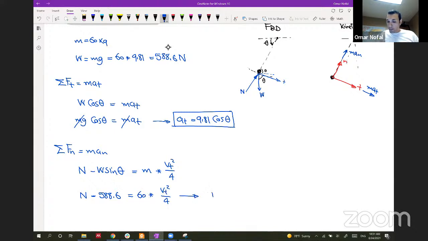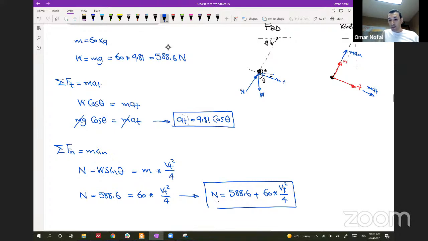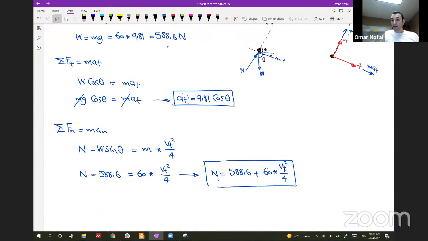So N is equal to 588.6 plus 60 multiplied by V tangent squared over 4. So we need to find the V tangent so we can calculate N. And we will not be able to do this until we deal with the a tangent. So from this equation, let's say this is 1.